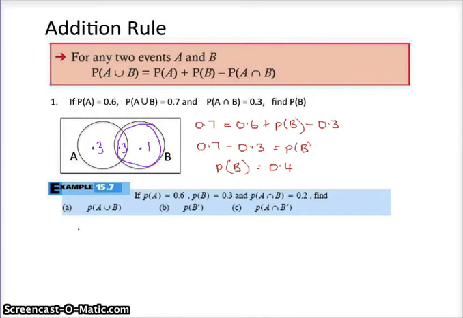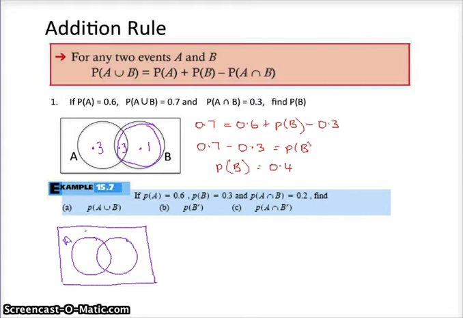Okay, so same thing for this next question. I'm going to solve it using a Venn diagram. You could otherwise simply substitute into the formula. I prefer to use a Venn diagram where I can. Okay, A, B. Always start with the intersection. This is 0.2. I know that my probability of B is 0.3, so that's got to be 0.1, and my probability of A is 0.6, so this is going to be 0.4.